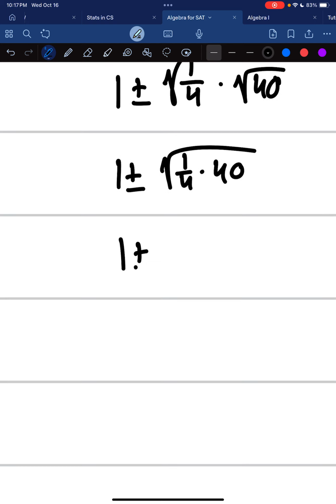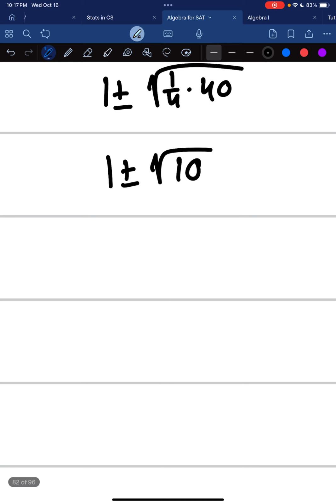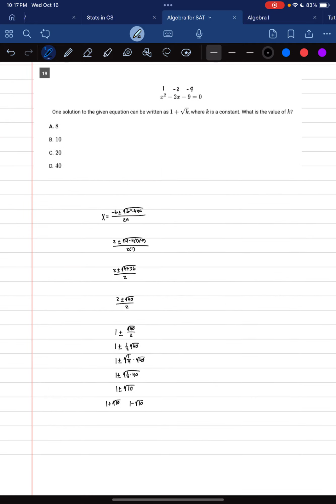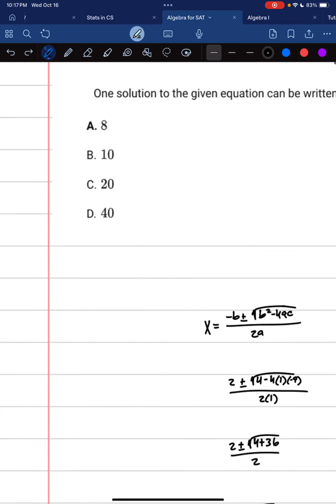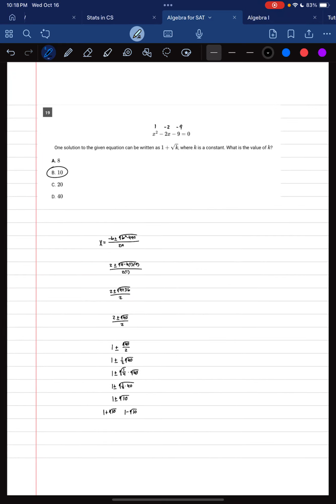So 1/4 times 40 is 10. So I have 1 plus or minus root 10, and my solutions are 1 plus root 10, 1 minus root 10. So my k value is going to be whatever is inside the square root, which we know is 10. So that's going to be the solution.